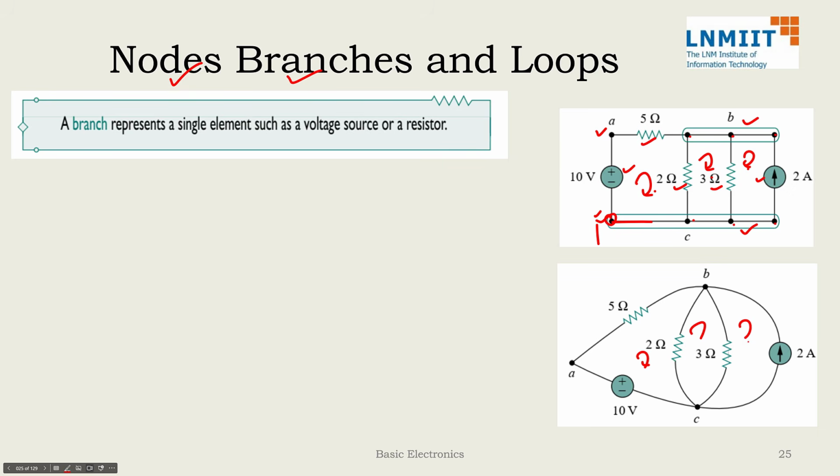And a loop can be anything. So for example, starting from here, going from here and ending here, this is also a loop. Starting from here, going from there and then ending here is also a loop. So in this circuit we have 6 loops and 3 meshes.